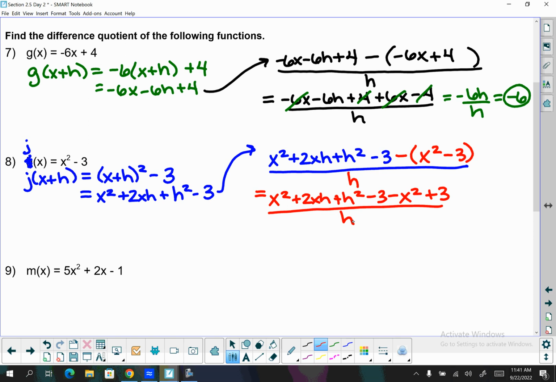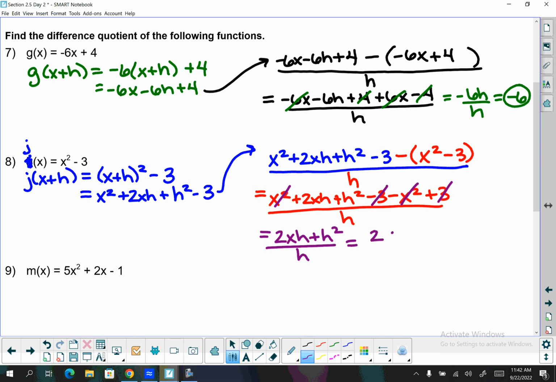What cancels? Something should cancel. 3's cancel. X squareds cancel. So I'm left with 2xh plus h squared divided by h. Every term in that fraction has what in it? H, which means you can cancel one h from every term. We're reducing our fraction by h.